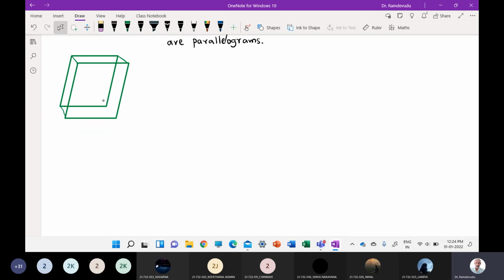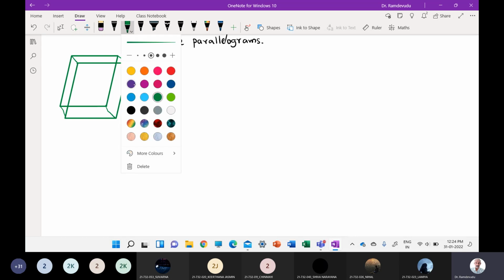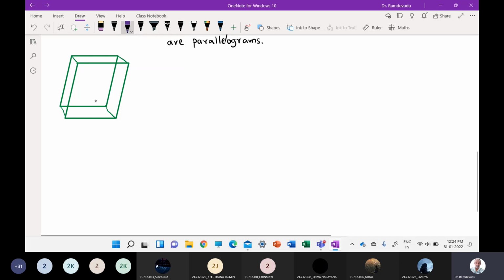It's a parallelogram. So I'm drawing all parallelograms here. Okay, this is the parallelogram I'm taking. And now I choose two corner points here. This is the corner point. I call this corner point as point A. And the opposite corner point, I'll take it as B point. A point and B point.